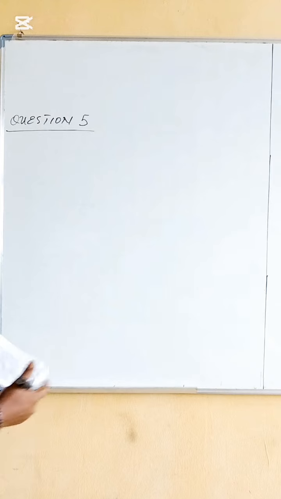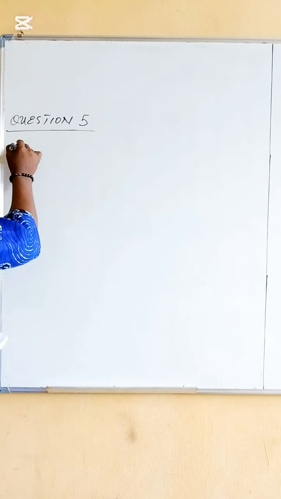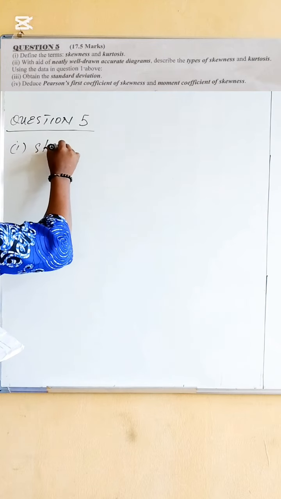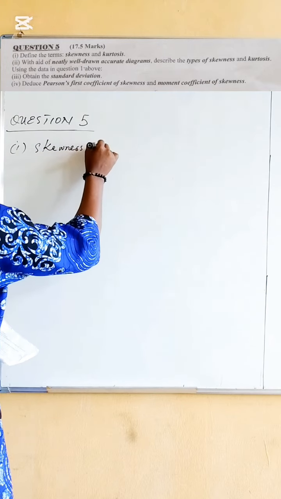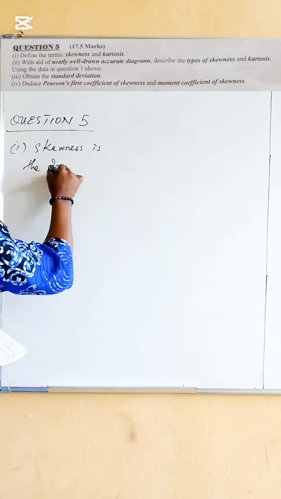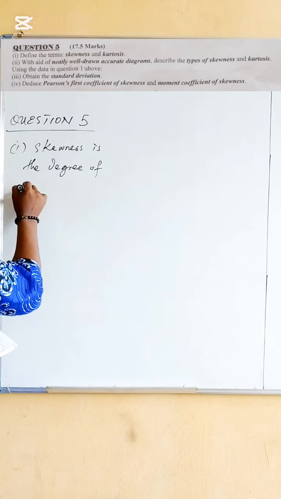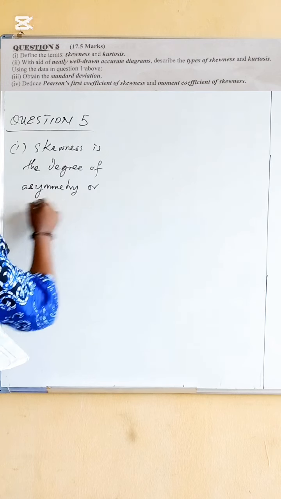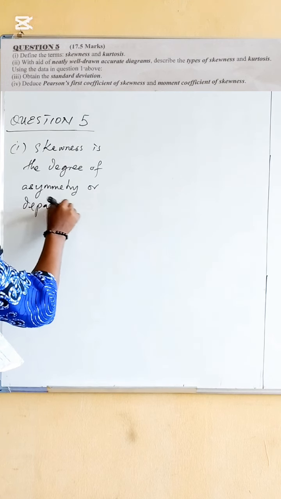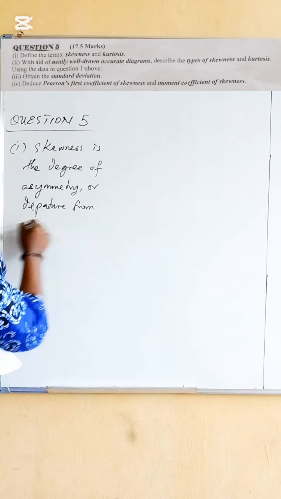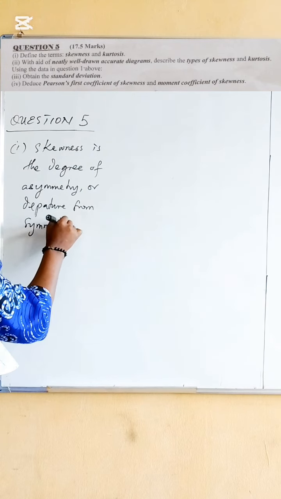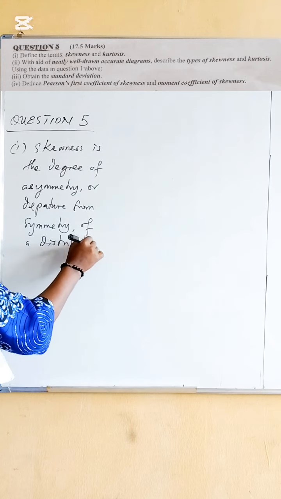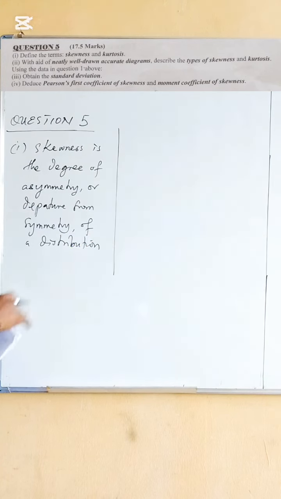Now let's go to question 5, where we shall describe question number 1. Define the terms skewness and kurtosis. Skewness is the degree of asymmetry or departure from symmetry of a distribution. Okay? So this defines skewness.